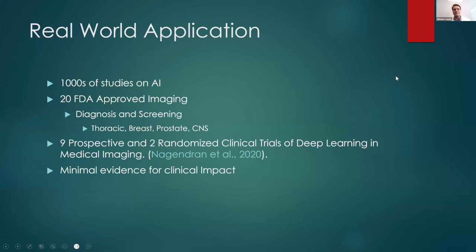And all of these studies are great. They're all ways that we can move forward with AI, and there have been thousands of studies, but there are only 20 FDA-approved imaging modalities utilizing AI, and those focus on the thoracic, which is lungs and liver, breast, prostate, and CNS. And there have only been 9 prospective studies and 2 randomized clinical trials of deep learning in medical imaging.